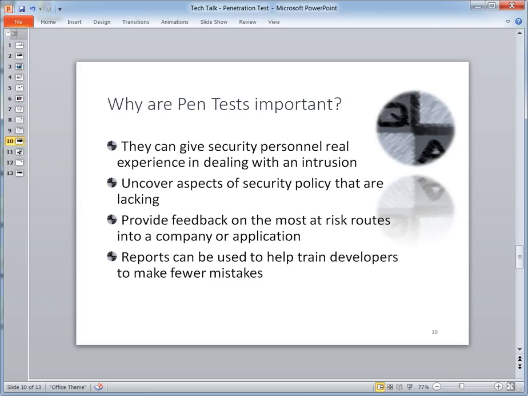Why are pen tests important? Well, there's four reasons I think of. Number one, they give your security personnel real experience when dealing with intrusion. A penetration test should be done without informing the staff, right? You don't want to tell everyone in the company, hey, we're going to run a penetration test today. Everyone sit back and keep your eye on things.